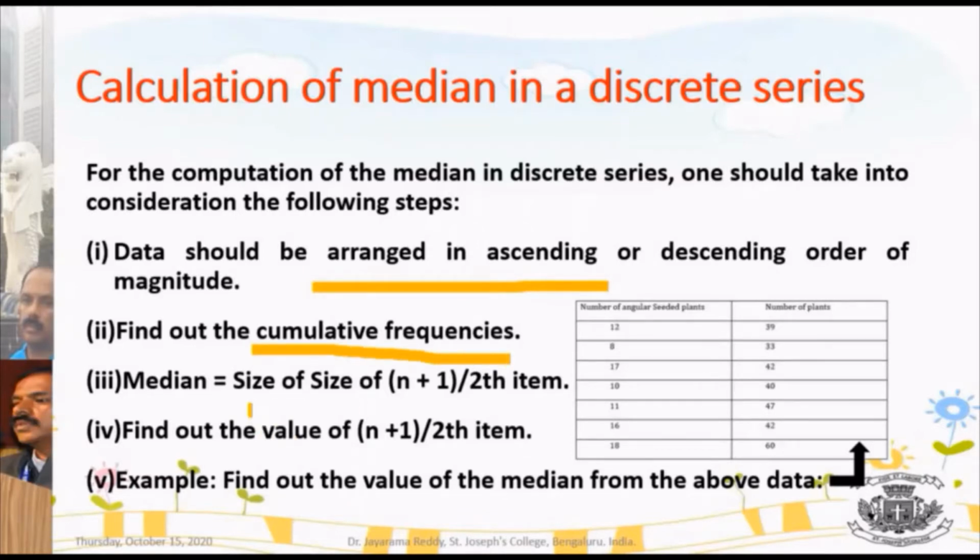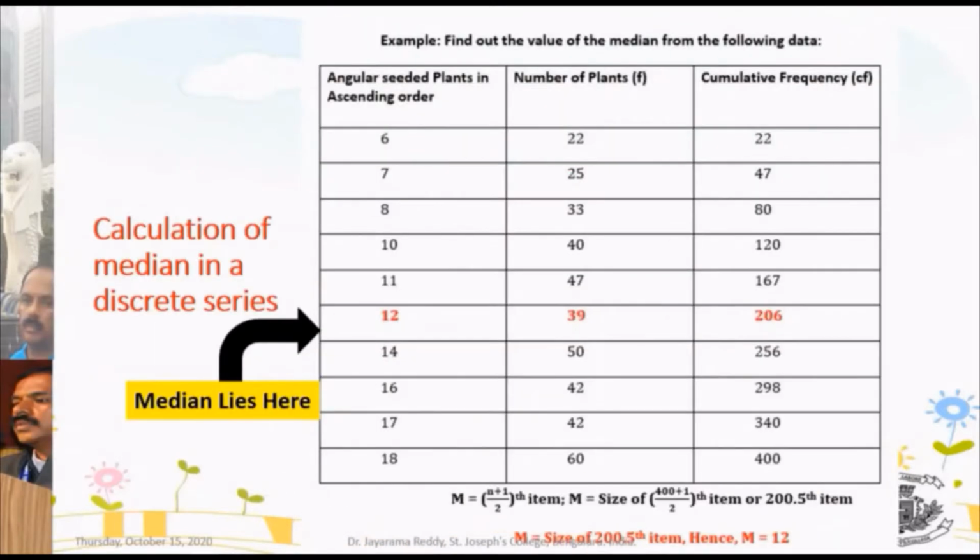And these are the steps involved in the calculation of median in a discrete series. First you must arrange them in the ascending or descending order, calculate cumulative frequency, and find the size of n plus 1 by 2th item. You can see where the median is lying. Alright, I have arranged them in the ascending order of magnitude.